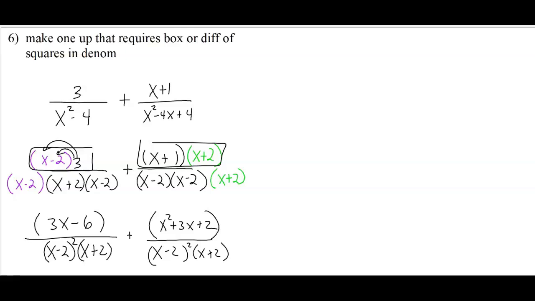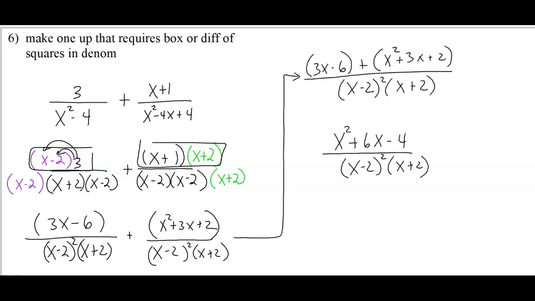All right, go ahead and pause the video here and do step 4. All right, and so here's the result of that. Step 4 is to combine the numerators and simplify that. So putting those two numerators together, the two 3x's come together to make 6x, and the negative 6 and the positive 2 come together to make negative 4. So my numerator now is x squared plus 6x minus 4.